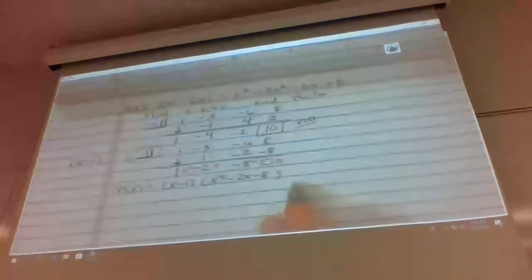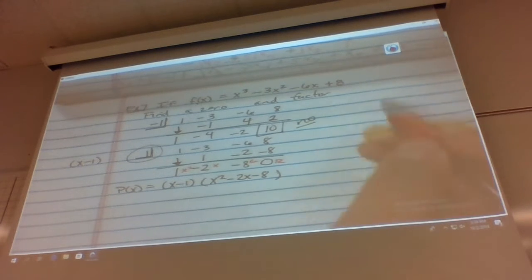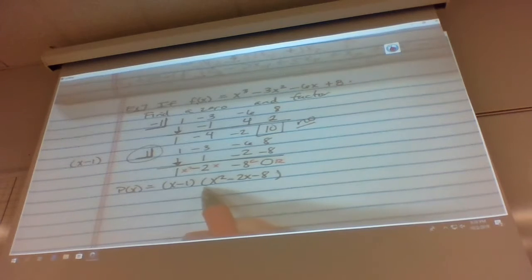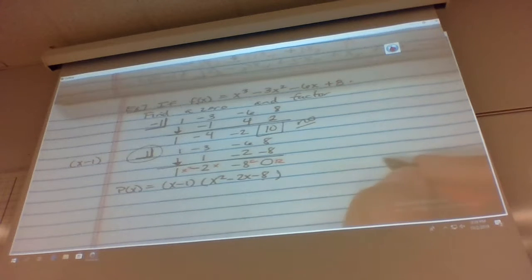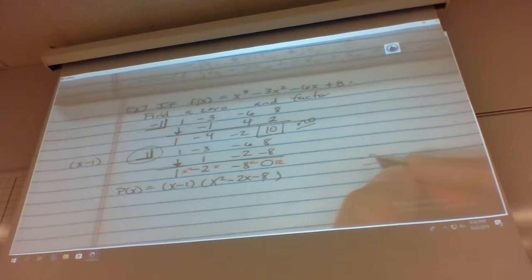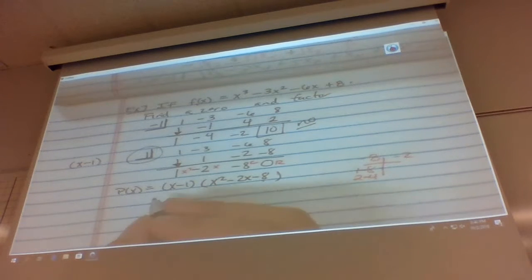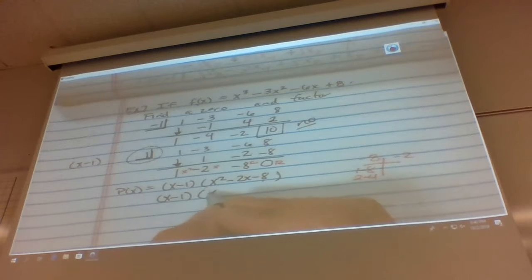Yes. What two numbers multiply to -8 and add up to -2? 4 and 2. Who's negative? The 4. So this actually becomes X plus 2 and X minus 4. I am not sure if they're going to make you factor all the way, but in case they do, you take it to the next level.